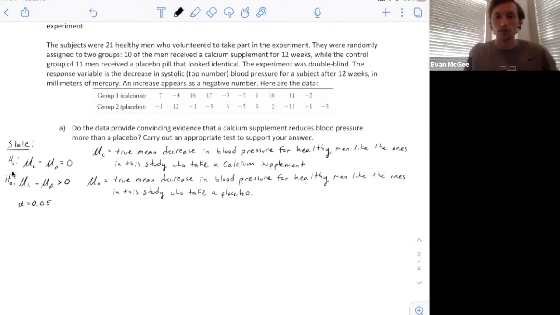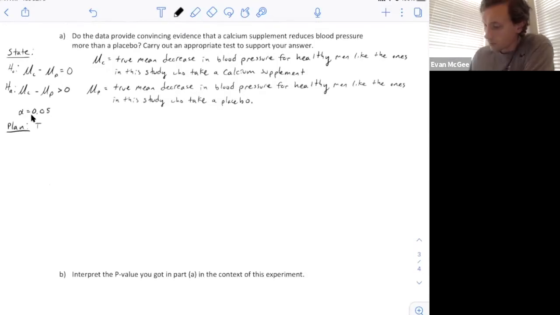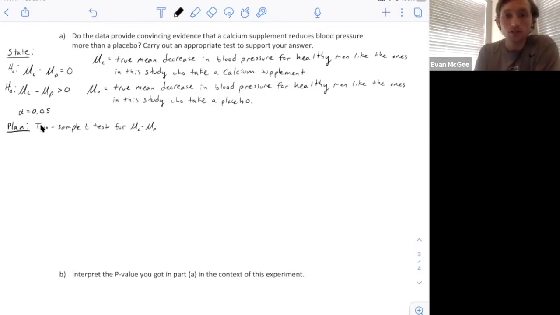So the state, your hypotheses, they didn't give us an alpha level, so we just picked one of 0.05. And then we will plan where we'll check the conditions to make sure the distribution of each is approximately normal. This would be a 2-sample t-test for a difference between these two means. So we need to make sure we state this in our plan section, and we'll check the random condition.